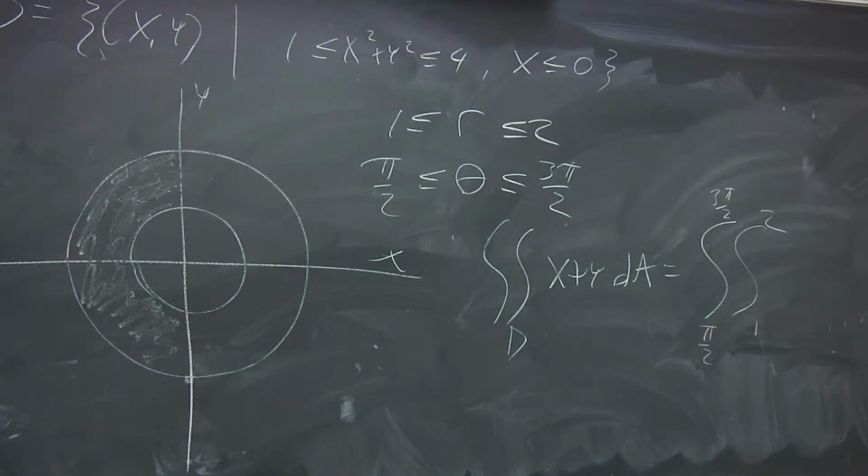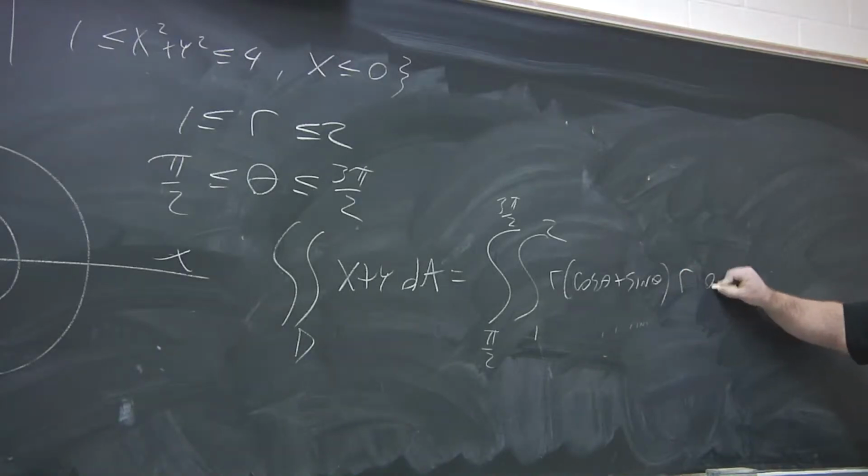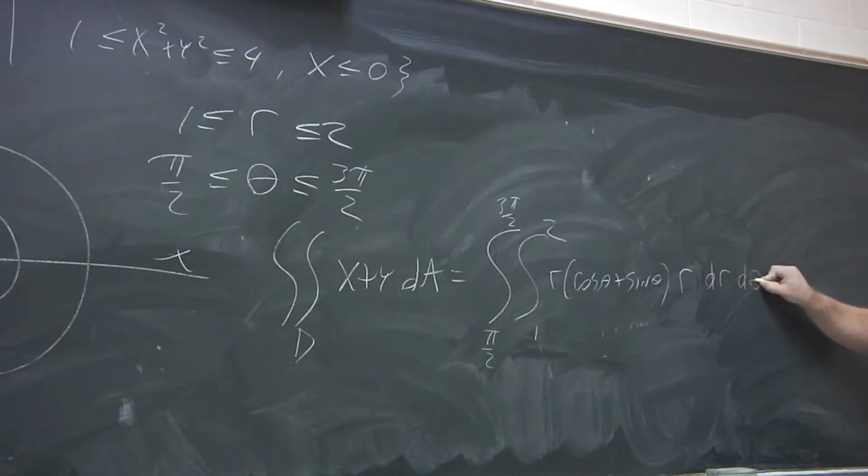So converting from xy to r theta: r cosine theta plus r sine theta. Yeah, so r times cosine theta plus sine theta. Then don't forget the r, dr d theta.